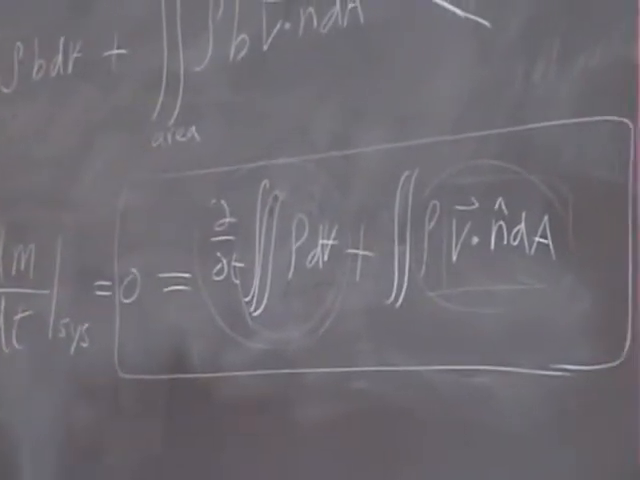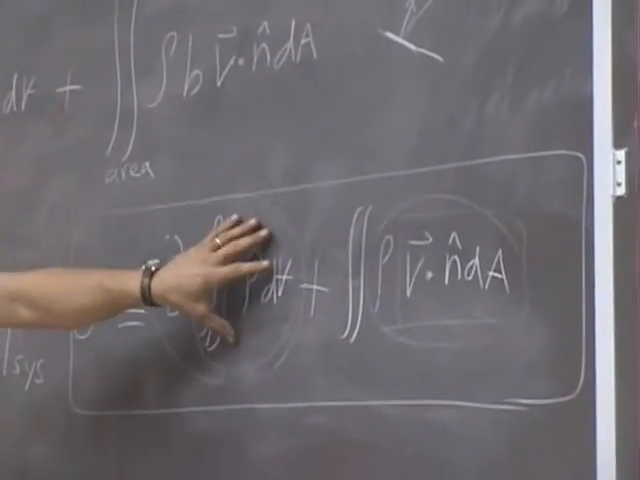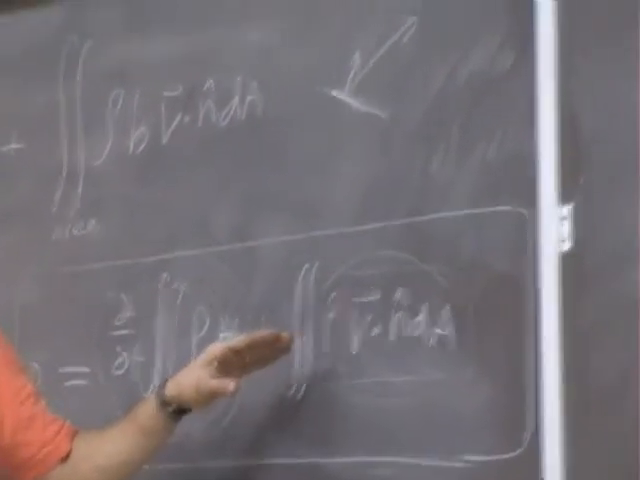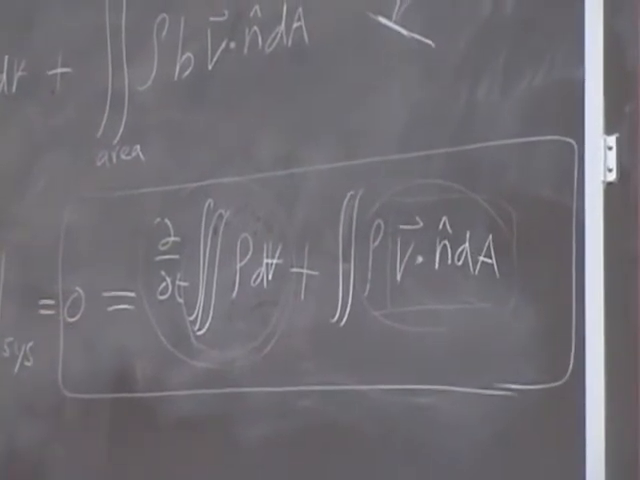So in words, this says that the sum of the instantaneous rate of change of mass within the control volume plus the net rate of mass flux over the boundaries of the control volume is equal to 0. The sum of those two things is equal to 0.